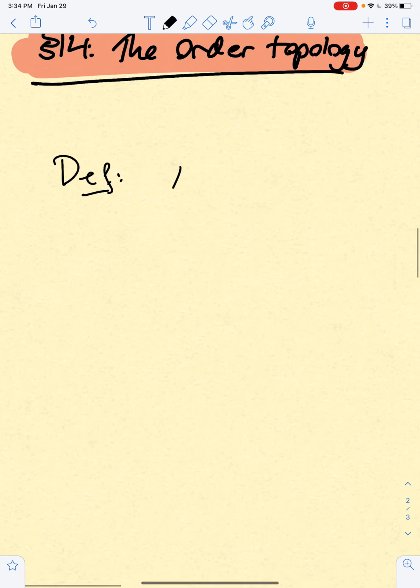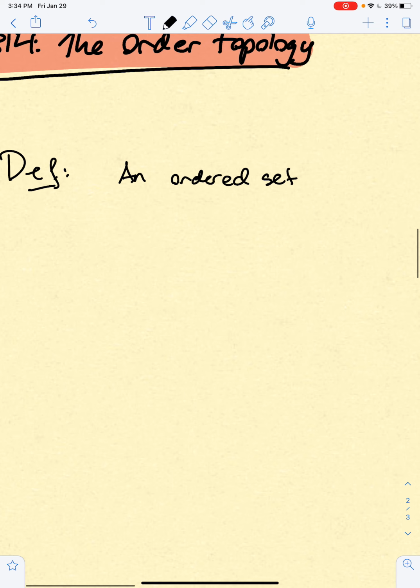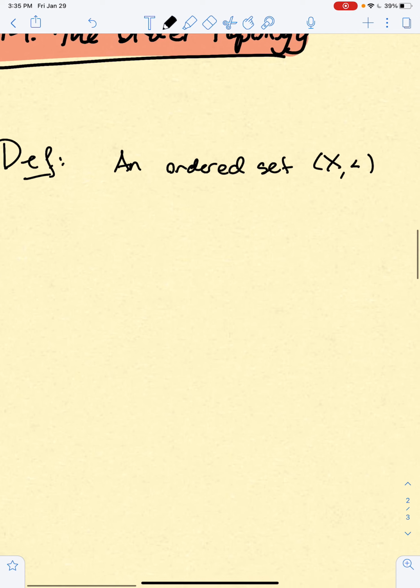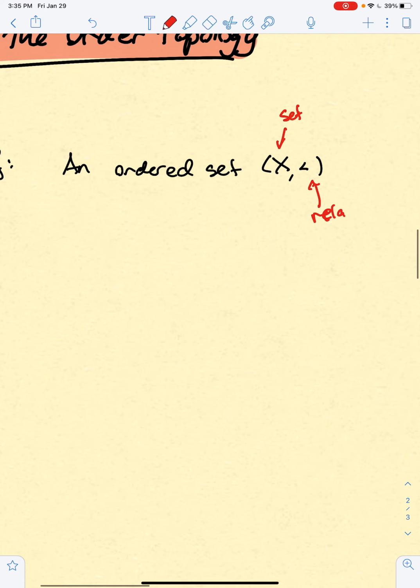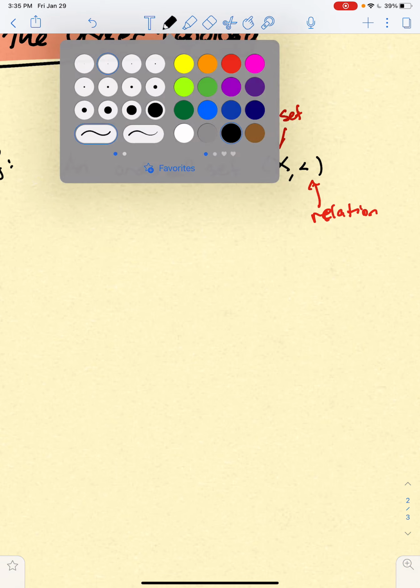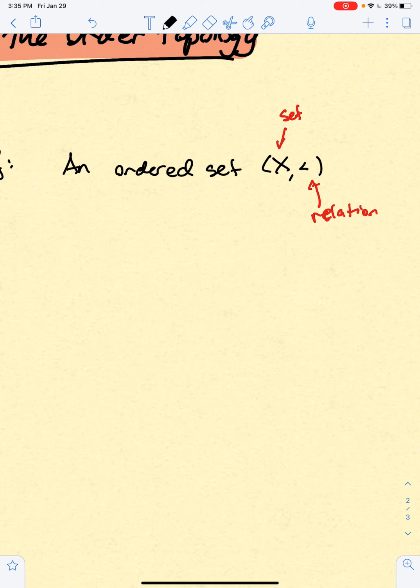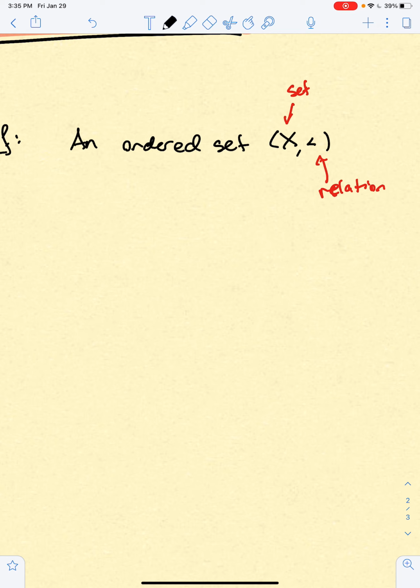So, recall that an ordered set is a pair: a set, I want to say X now, together with a relation, which I'll call less than. This is a set. This is a relation. Which is, very loosely, just a way of relating different elements of the set X, satisfying two things.